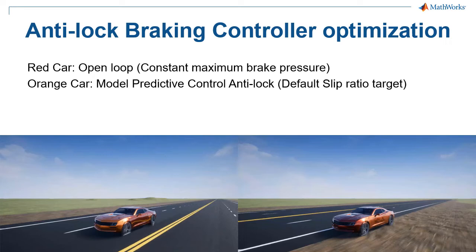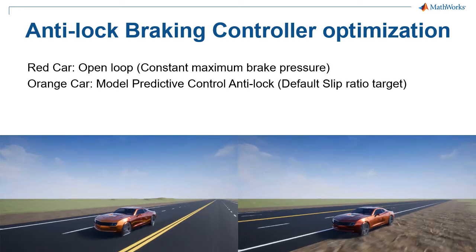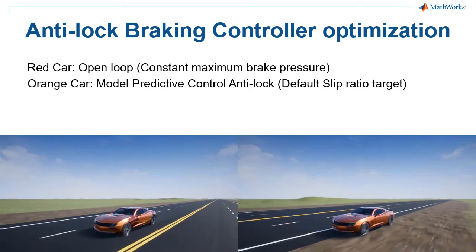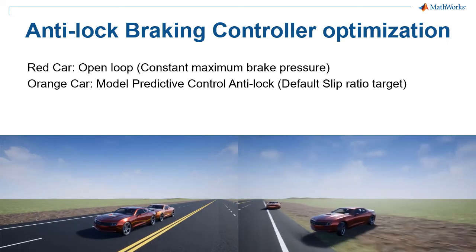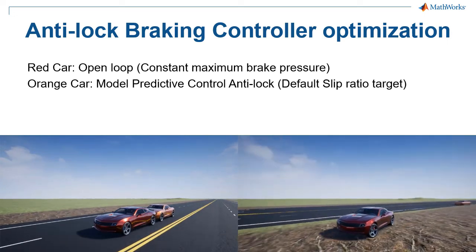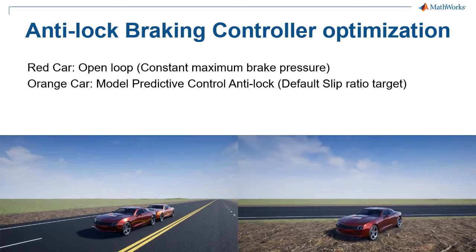In each of these videos, we will be displaying both of the cars over each other, an effect called a ghosting effect. The red car is the car with an open loop, in other words, constant maximum brake pressure, and the orange car has the model predictive control anti-lock. As you can see, the red car took quite a long distance to stop, especially on the split mu, in other words, with two wheels starting off on the side of the road and two wheels on the tarmac.